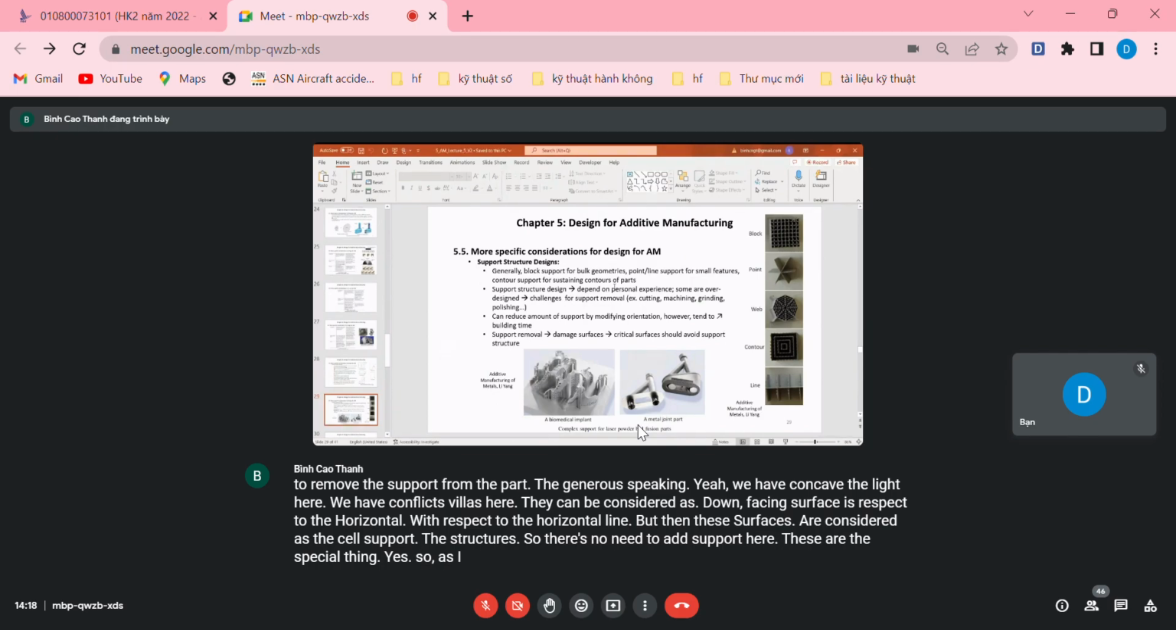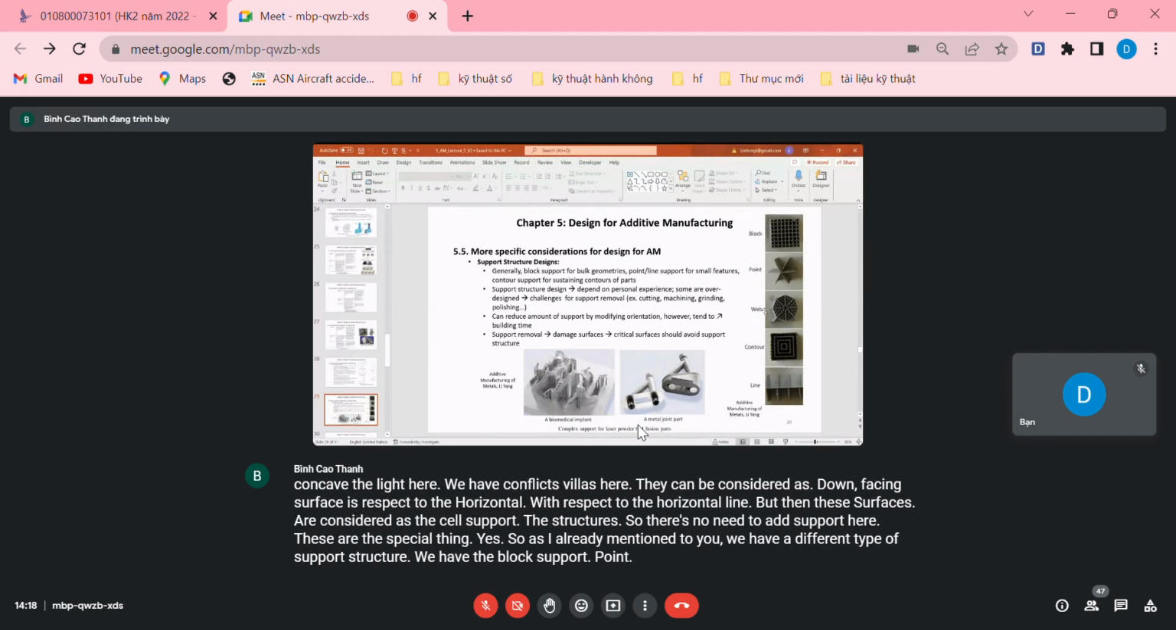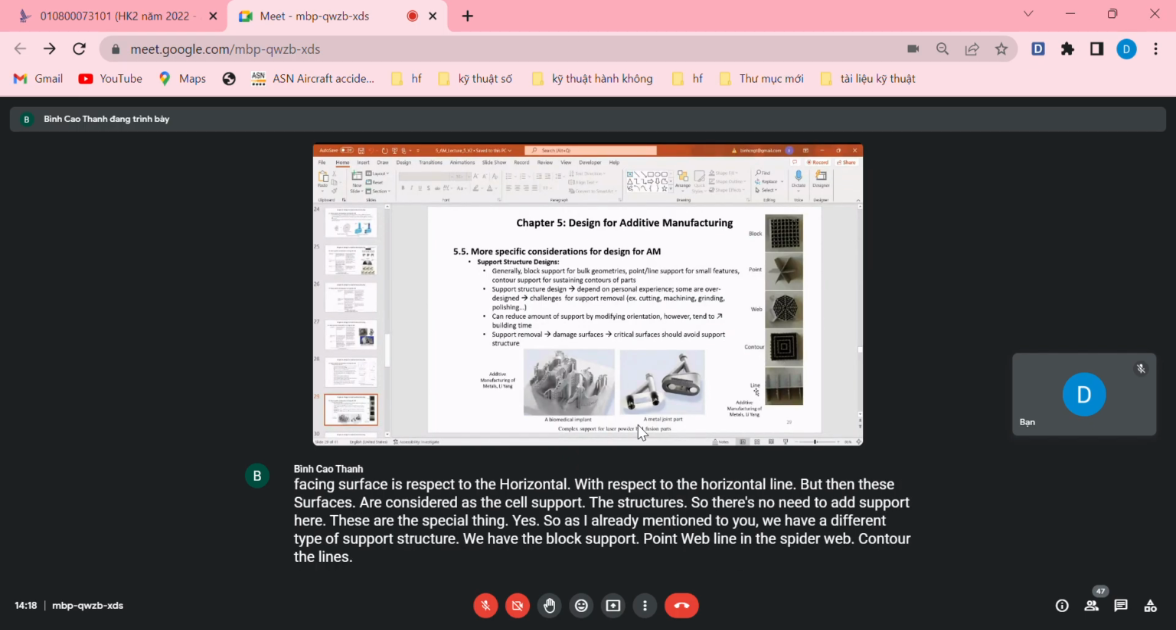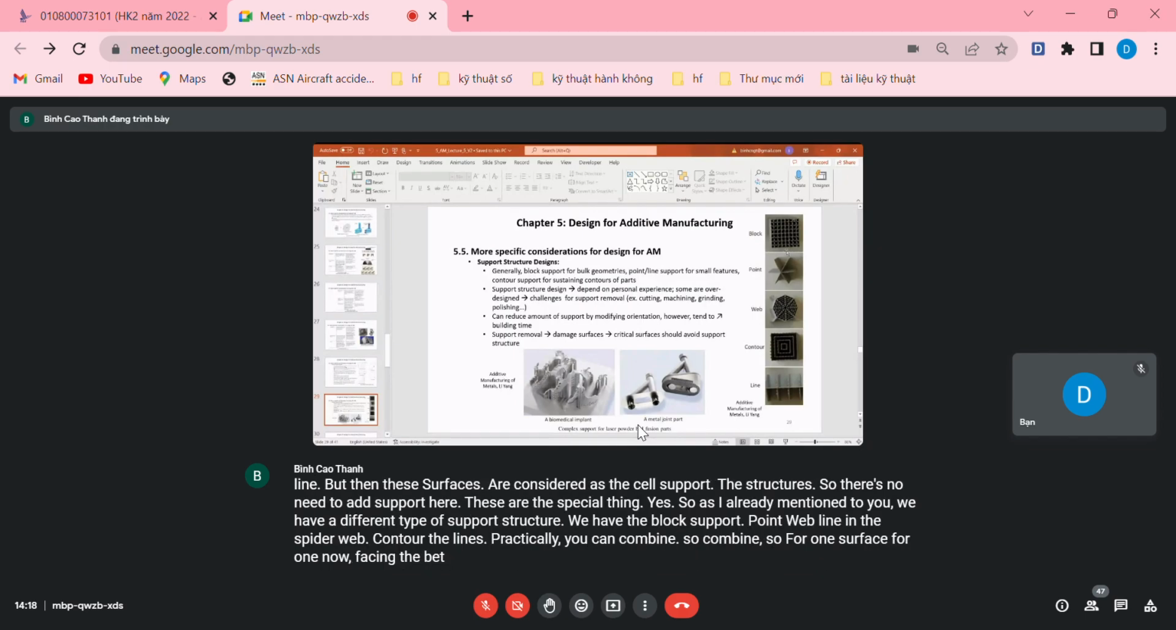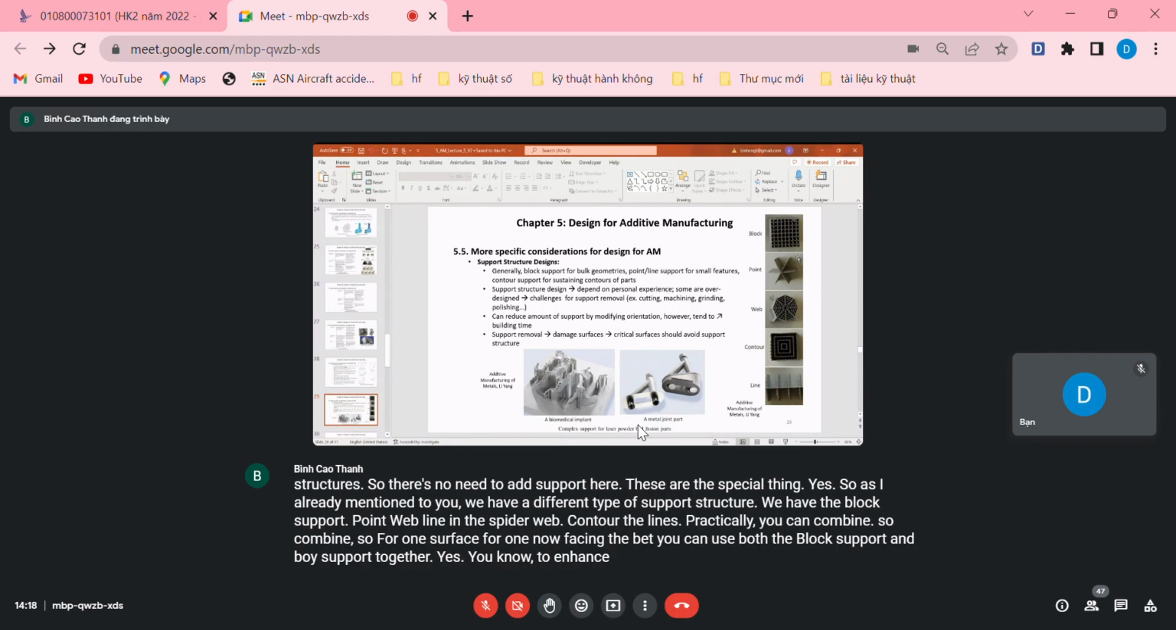So as I already mentioned to you, we have different types of support structure. We have the block support, point, web, line, the spider web, contour lines. Practically, you can combine them. So for one down-facing surface, you can use both the block support and point support together in order to enhance the stability of the structures. It depends also on the weight of the part itself.